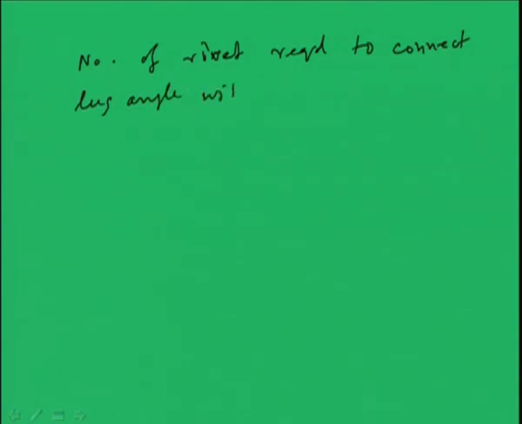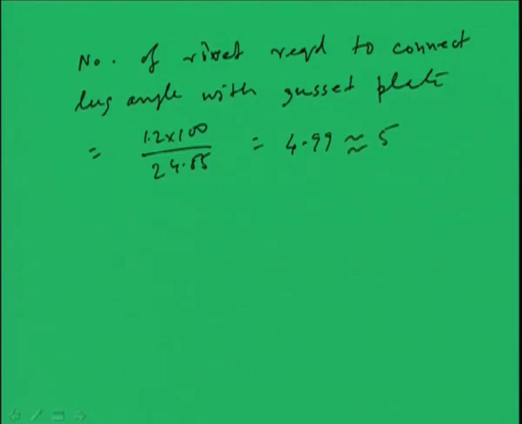Again, the number of rivets required to connect the lug angle with the gusset plate, that is 20% extra, that means 1.2 into 100 by 24.05, this is coming 4.99, that means 5.